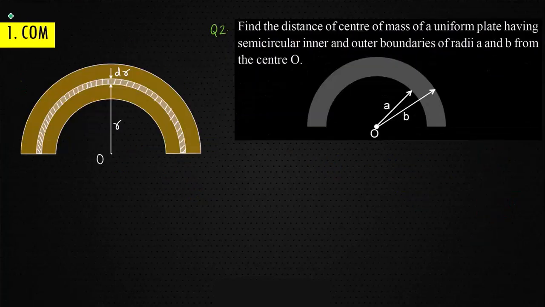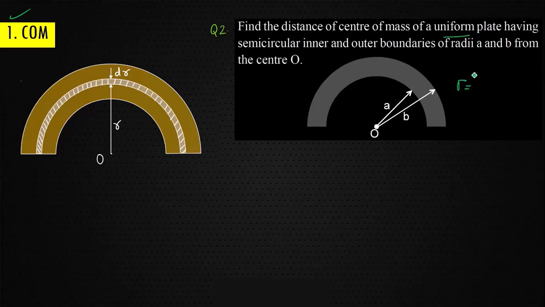Again it is a problem on the center of mass. Again you are asked to calculate the position of the center of mass of the uniform plate having semicircular inner and outer boundaries at A and B. So A is the inner radius, B is the outer radius, and you have to find the position of the center of mass. It is a uniform type of geometry, so for this uniform geometry, I define the parameter sigma.